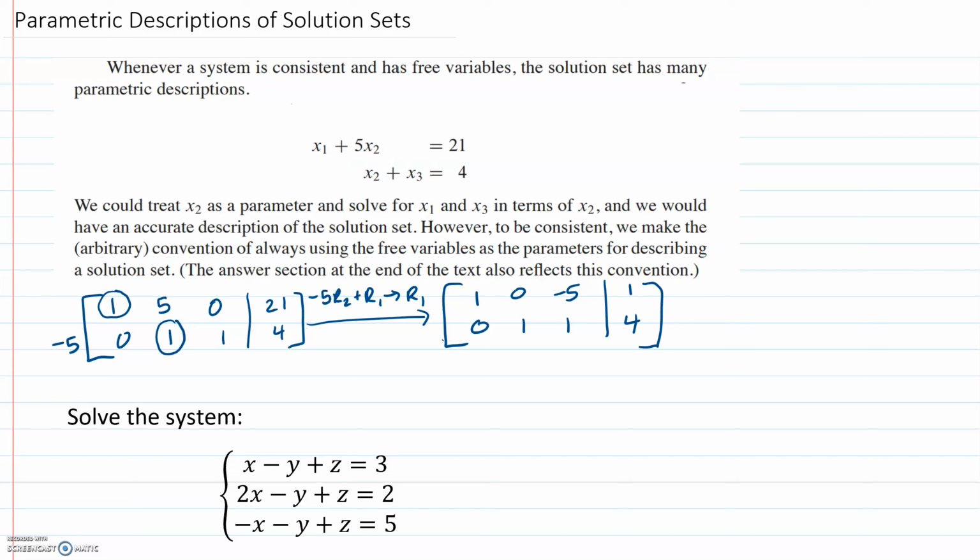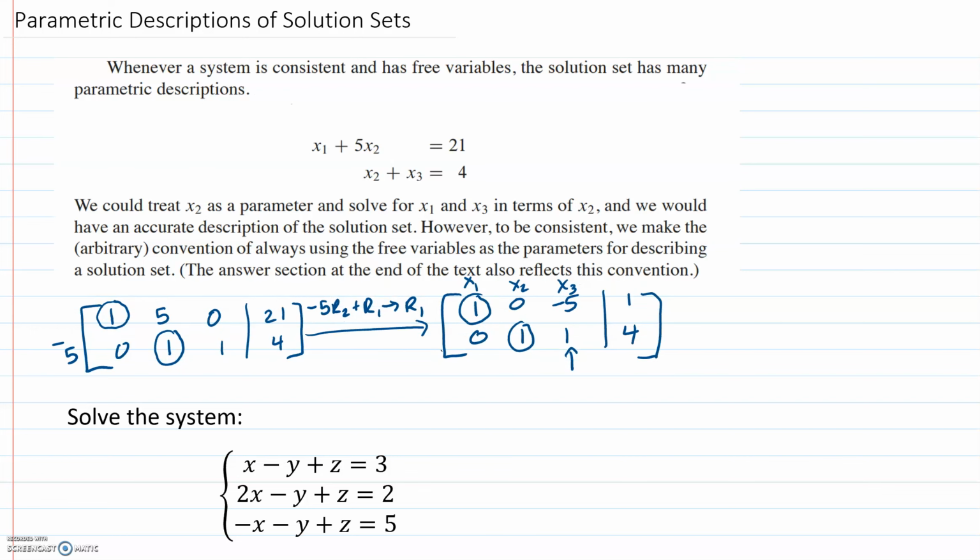So we're going to consider these to be our pivots. Those are called our basic variables. This is going to be called our free variable. If you remember, the first column represents x1, the second x2, and the third x3. So x3 is going to be considered free. So you can see, because of this, there's going to be an infinite number of solutions.